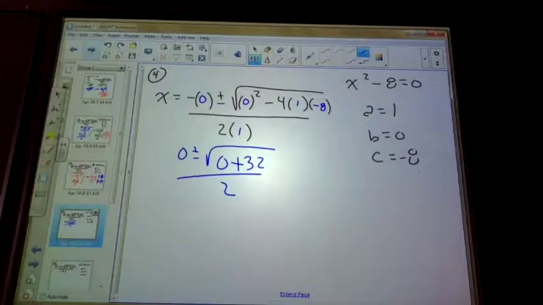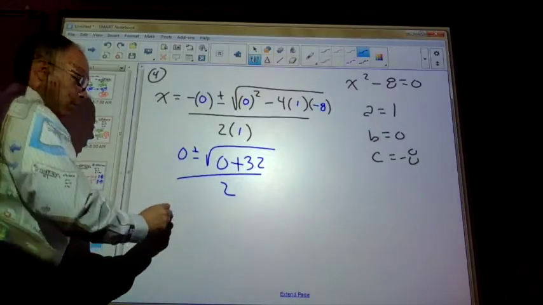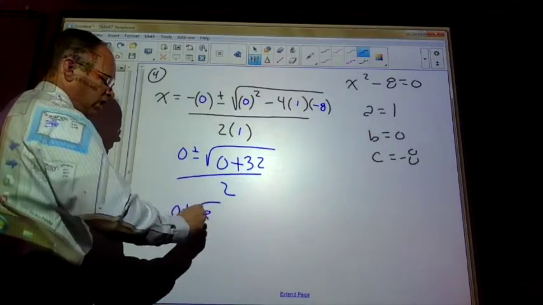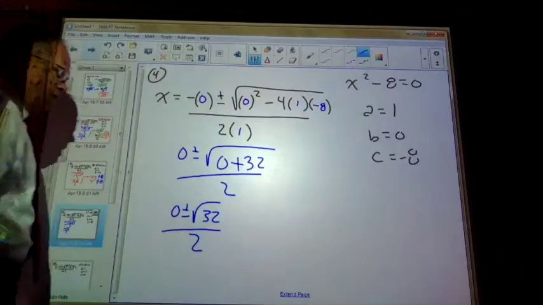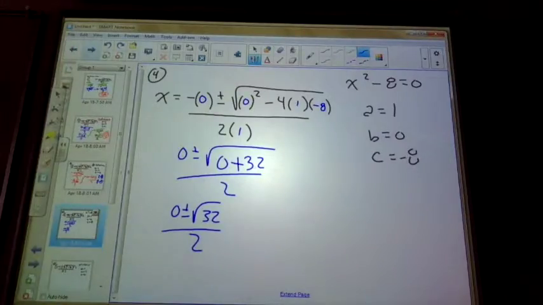Did I do my math right? I didn't? No, we said you're good. Oh, okay, cool. Let's see. 0 plus or minus square root 32 over 2. You get to that point, you have 2 out of the 4 points correct. What does 32 break down to? Good. 16 and 2.